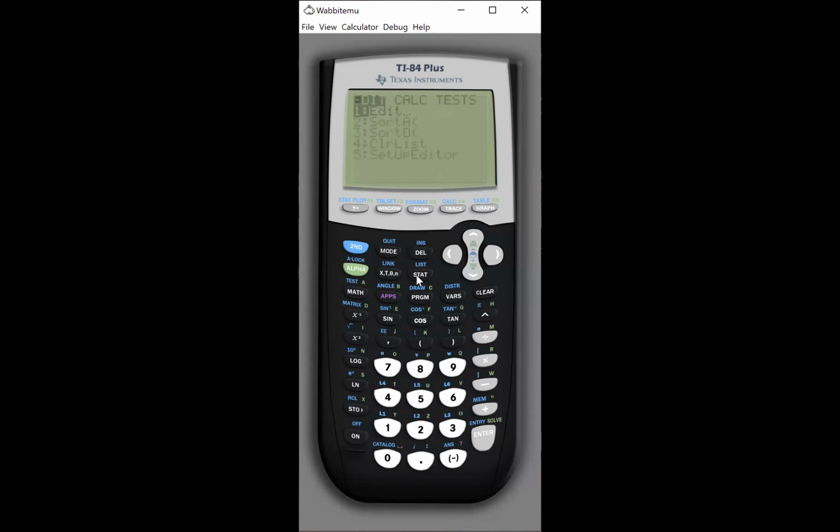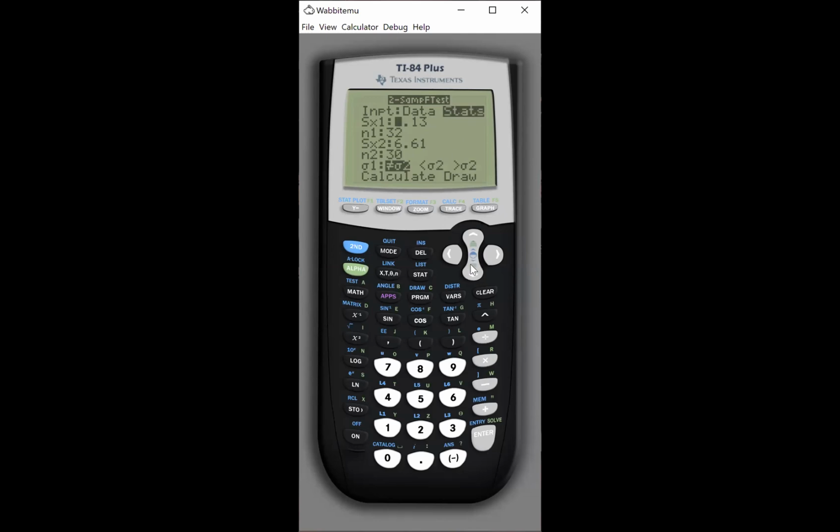You want to first go to stats. You want to go to tests, and actually hit the up button. And you want to do right here where it says 2 sample F tests. So we're going to do 2 sample F tests. It's asking for data or stats. Since we don't actually have any data set to give us all the stats, you leave it as stats.